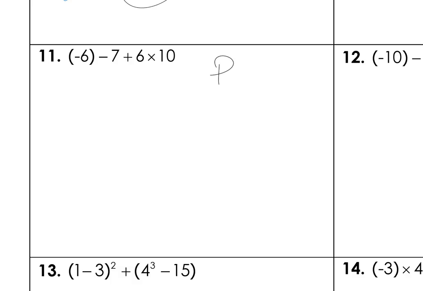Negative 6 minus 7 plus 6 times 10. This parentheses can't really be done. It's just bringing over this negative 6, okay? So really, I can get rid of it if I feel like it. Negative 6 minus 7 plus 6 times 10. If you don't want to write this as an x, write it as a dot. I don't care. But here we are.